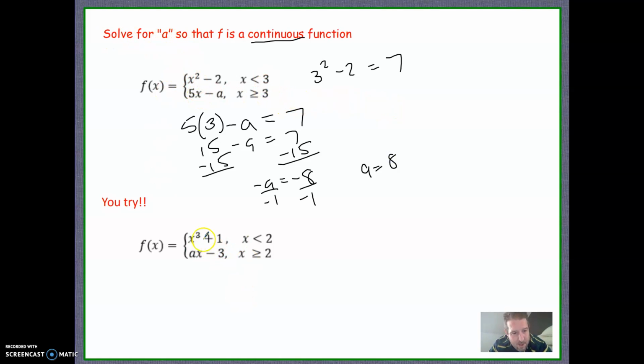I would do the exact same thing here. So just keep in mind that this piece and this piece, since they're continuous, are going to have the same answer. They're going to have the same height. So you put 2 in for x and solve. Once you put 2 in for x and solve this one, just set this one equal to the exact same thing, because x is 2 again.